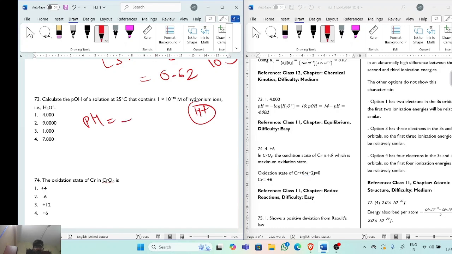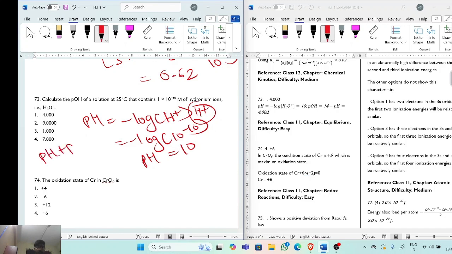We know pH is equals to minus log of H plus ion. So minus log 10 raised to the power of minus 10. Okay, so 10 raised to the power of minus 10, this will directly give the value of 10. So pH is equals to 10. Okay, and now we also know that pH plus pOH is equals to 14. So the value of pH is 10, so automatically the value of pOH will be 4. Okay, so the correct answer will be option number 1.